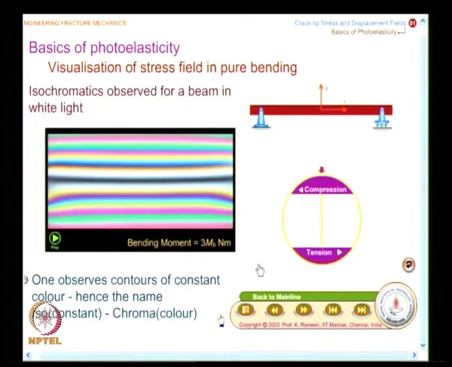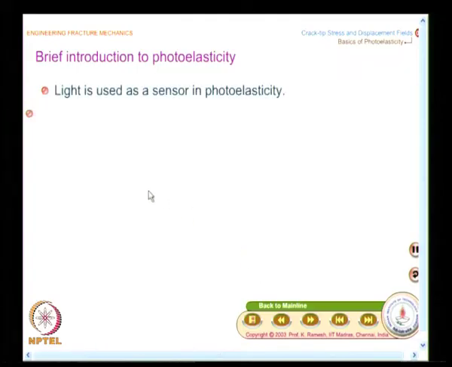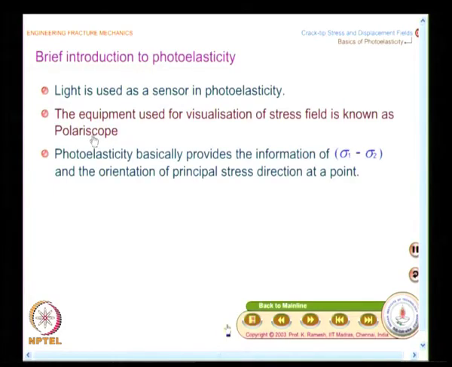And I will go a step further and give this information as well. In the case of photoelasticity, light is used as a sensor, and the equipment that you use for visualization is a polariscope. And in fact, photoelasticity provides two basic pieces of information. It provides contours of sigma 1 minus sigma 2 as well as the orientation of the principal stress direction. As we are not required to use this in this course, I did not emphasize it earlier, but now we will also have a brief look at that.